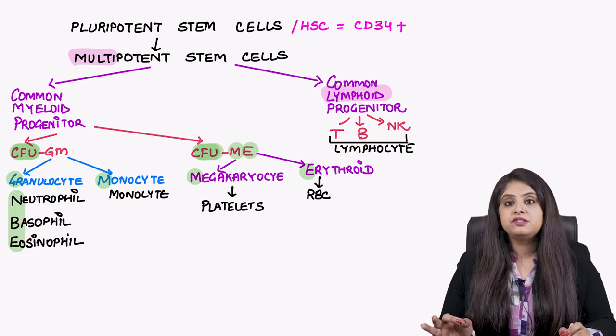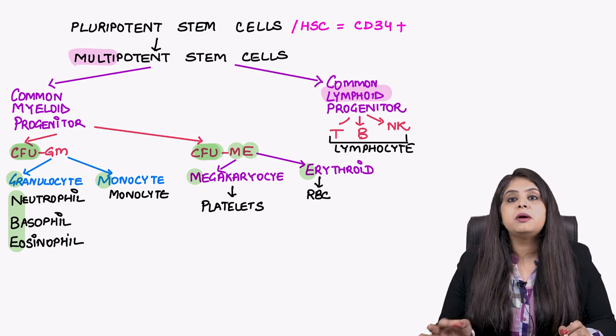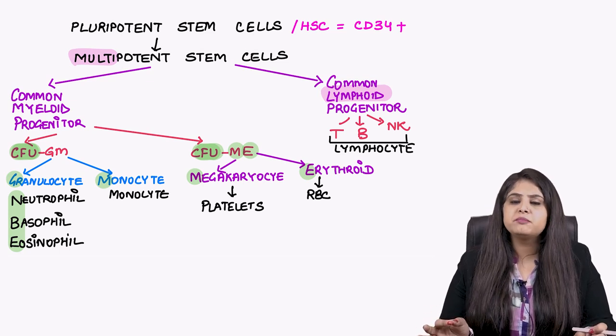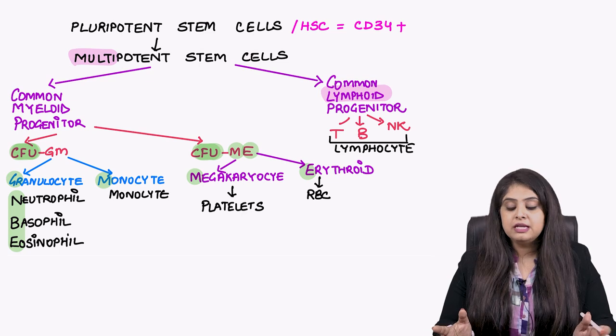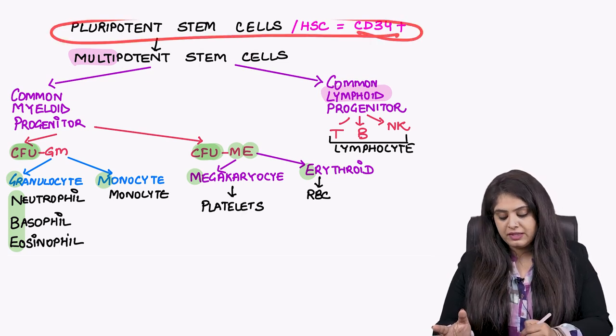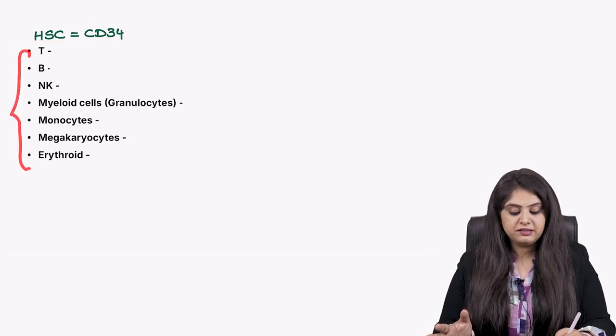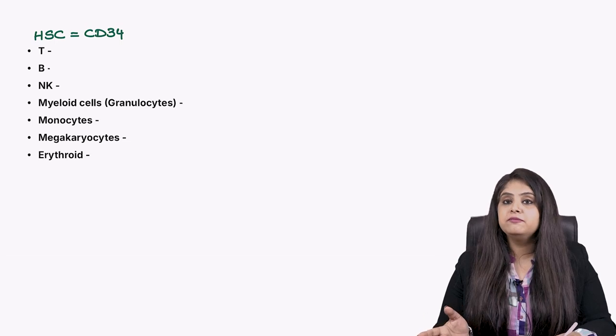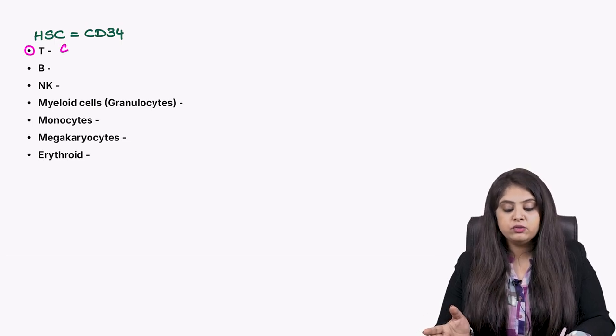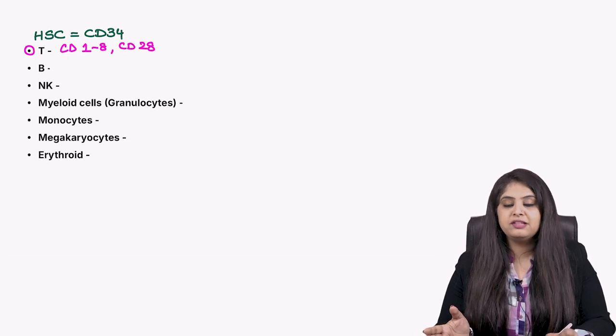Out of these, at every step, there are certain markers and CD markers that you have to know, which are going to be tough, but I want to finish the tough part first. Out of these, I've told you that the first one, that is the hematopoietic stem cell, is CD34 positive, but what about everything else that I've taught you? Starting with the lymphocytes, the T lymphocytes are going to be CD1 to 8 and 28 positive. I think that's the best way of learning it.